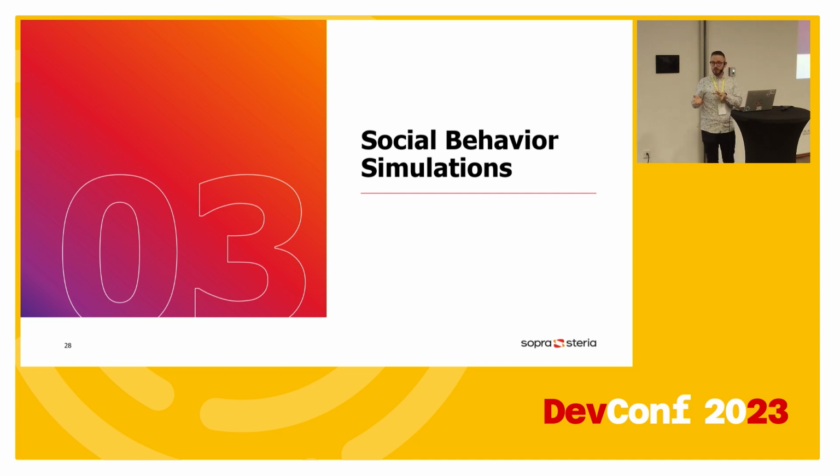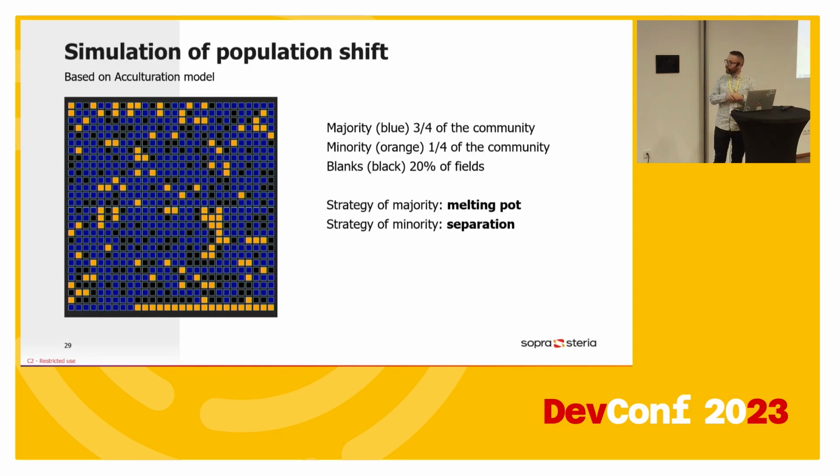So I use Cellular Automata, and I use this acculturation model to try to simulate what will happen if people from two different cultural backgrounds with different strategies will meet each other. So this is an example of such simulation. On the left side, you can see visualization of Cellular Automata.